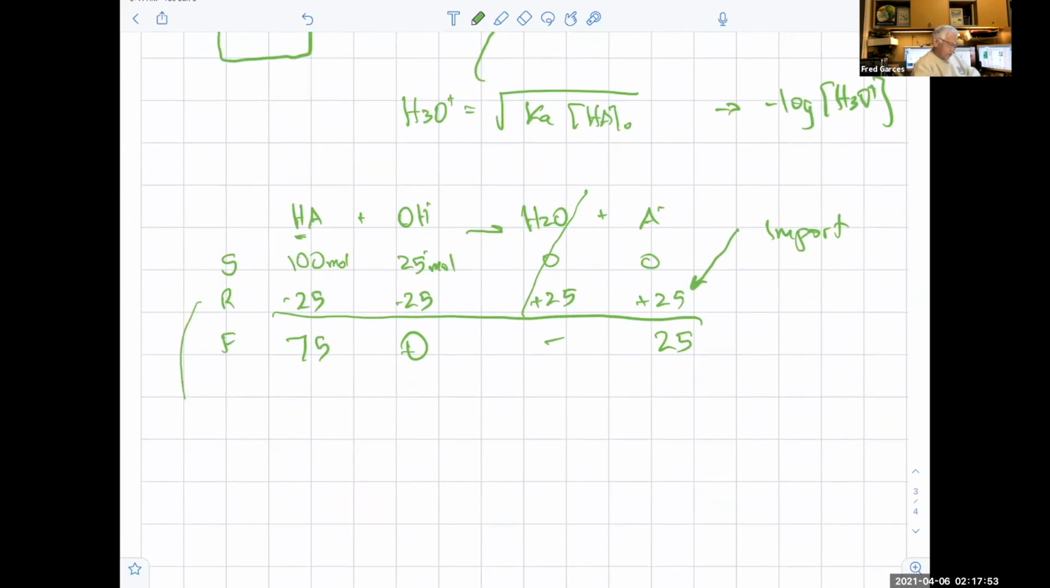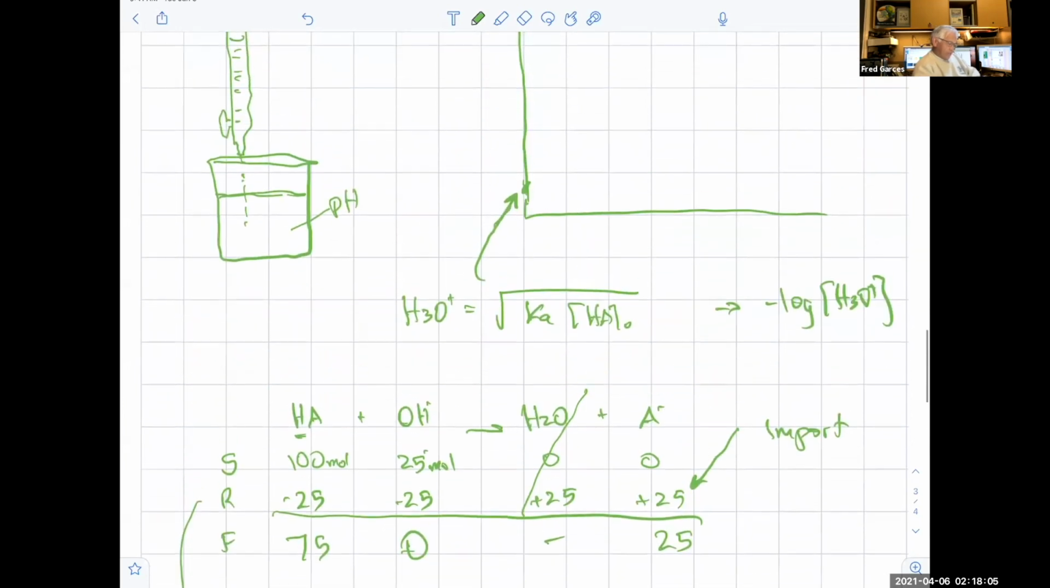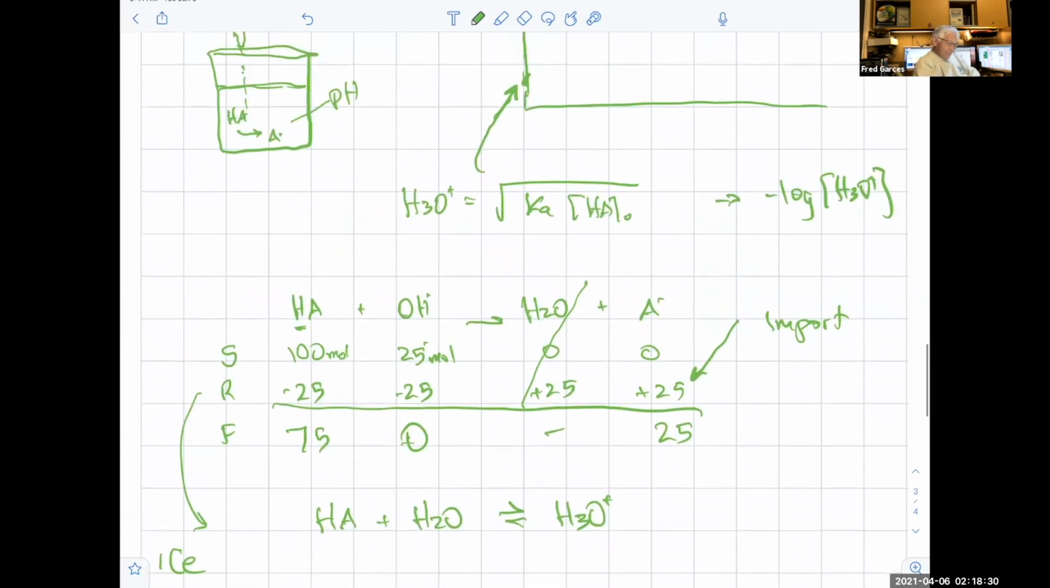We can do the ICE table. So we go from SRF to ICE, where we have HA plus water goes to H3O plus, because what's going on here is that you have some of your acid converting over to the conjugate. You don't have any more base because your hydroxide has chewed up 25 moles of your acid. So these are the two that are going to be in solution, the acid and its conjugate. And what happens, of course, is that this chemical, the acid, because it's an acid, wants to donate its hydrogen to water. From this point on, the weak acid is going to react with water via our classic acid-base chemistry for weak acid problems. And then, of course, this is going to be A minus.